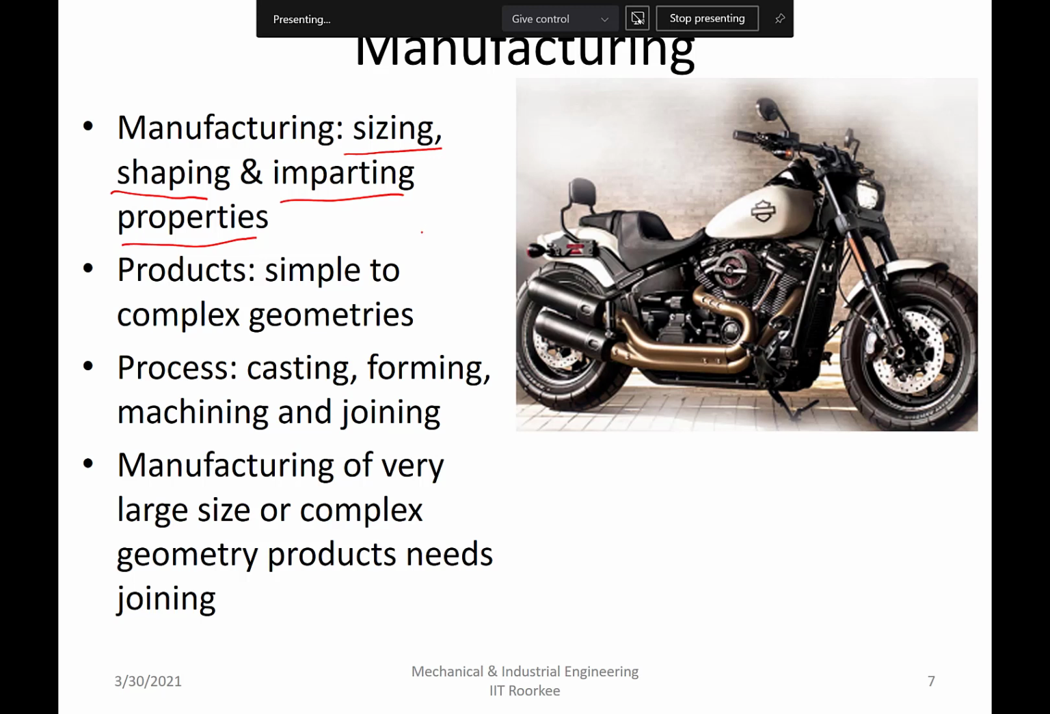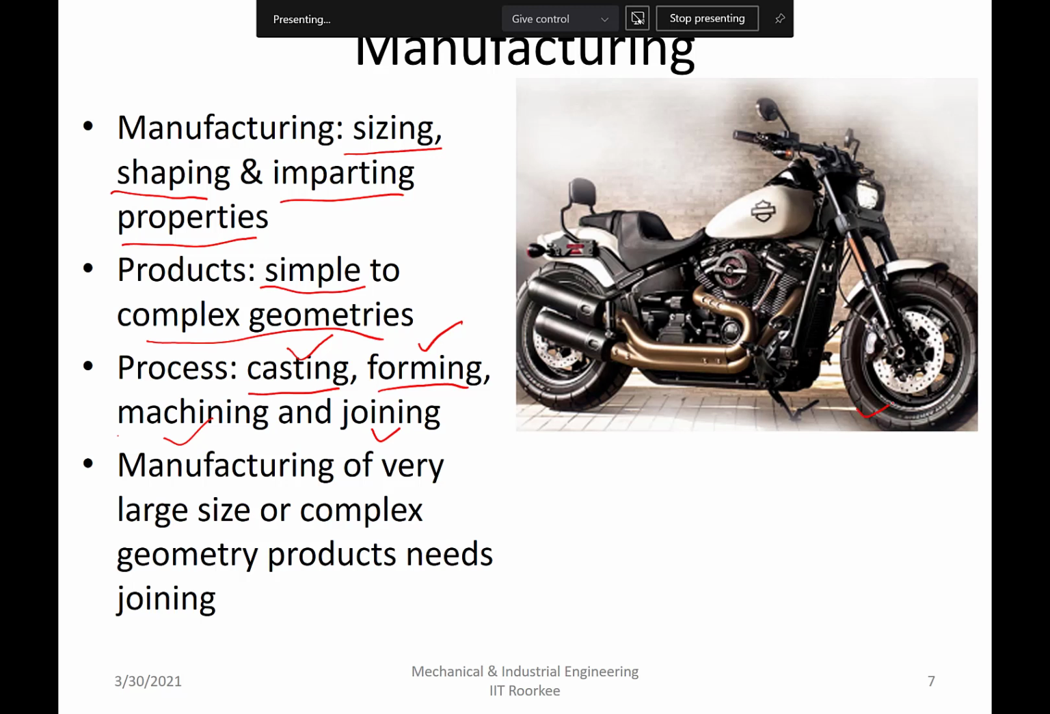This manufacturing can be done for making products of very simple shape to very complex shape. Four broad manufacturing processes are used: one is casting, second is forming, third is machining, and fourth is joining. What these are, I will talk about in detail. This can be done for making very simple to very complex geometry. Like you see, this is a simple motorcycle.